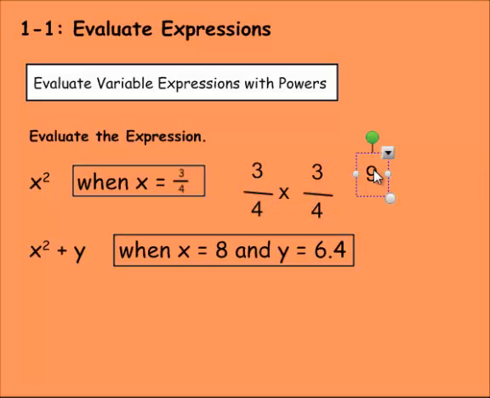3 times 3 is 9, 4 times 4 is 16. And that's as simple as this can get. You can't simplify that anymore. So our answer would be 9/16 when we have x squared.